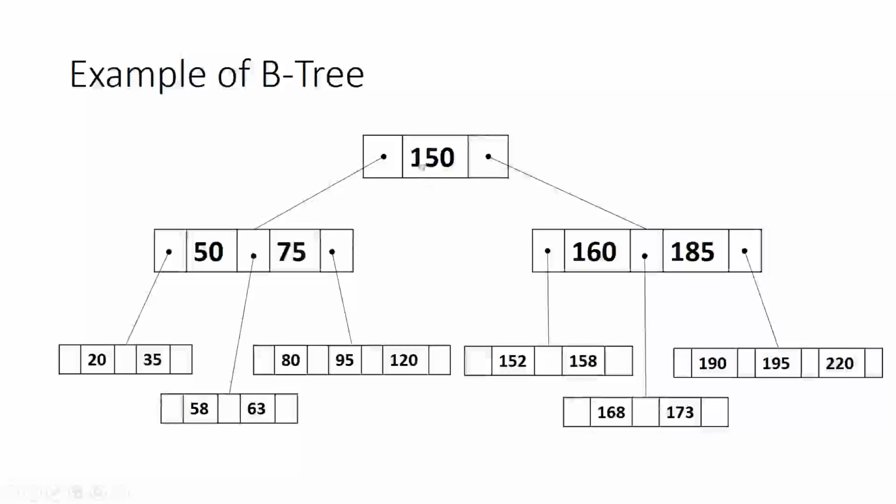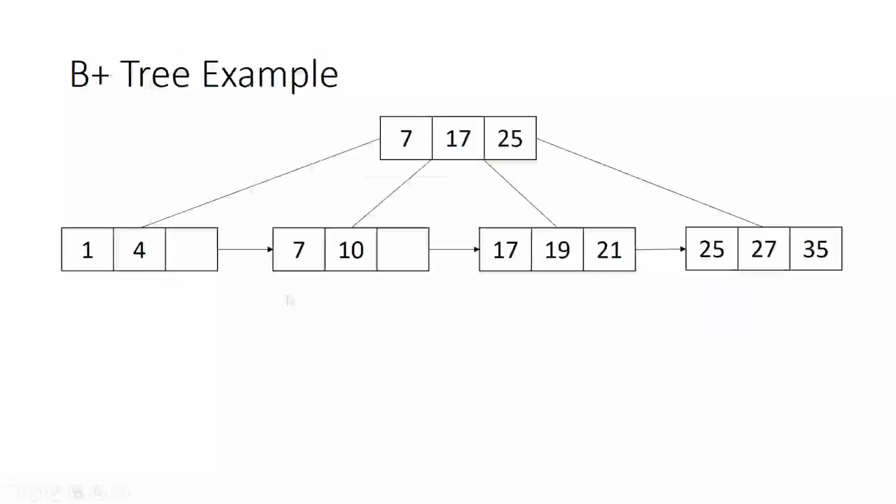Now values greater than 150 will be coming towards the right of 150. Similarly, values less than 160 will be left of 160, between 160 and 185 will be in between these two numbers, and values greater than 185 will be right of 185. So this is how your B tree will be.